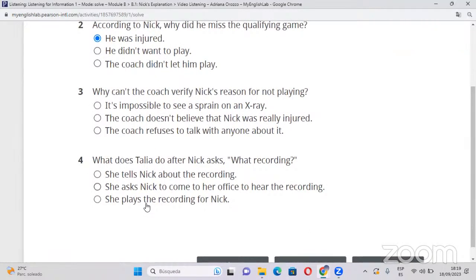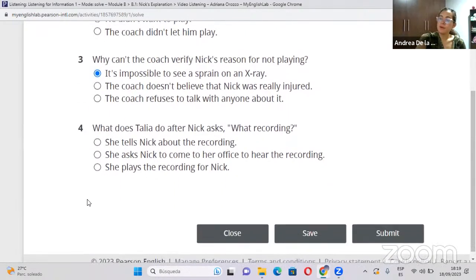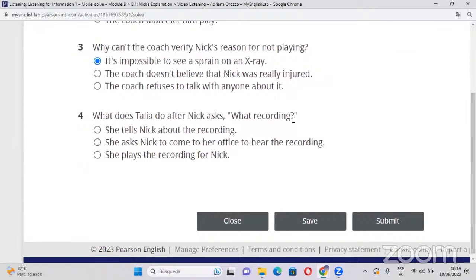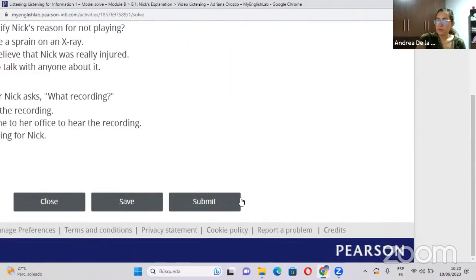The first, it's impossible to see a sprain on X-ray. Exactly. And what does Talia do after Nick says, what recording? She plays the recording for me. Exactly, she plays it for him.